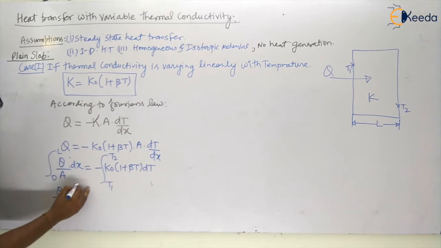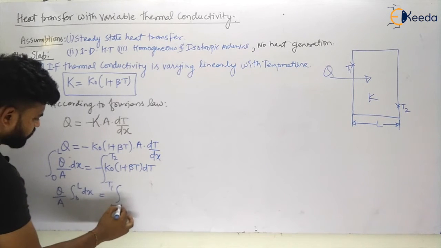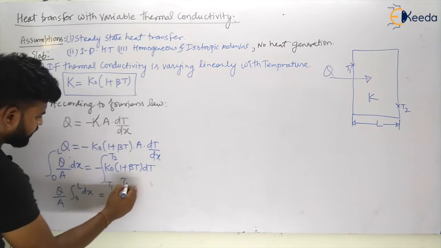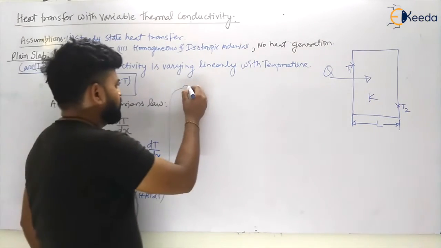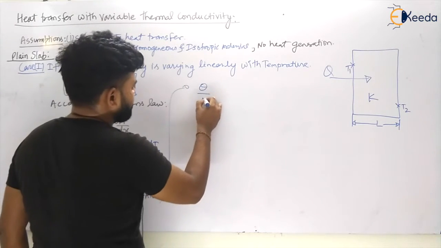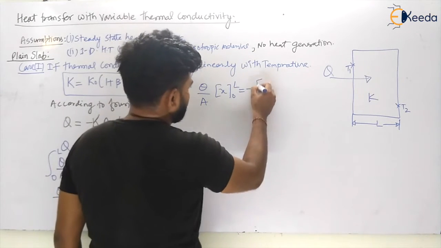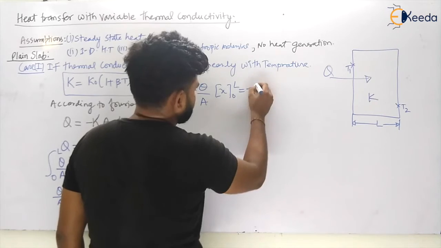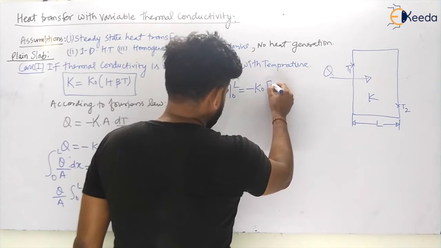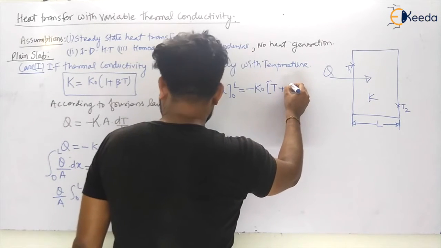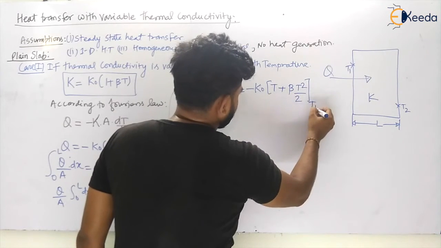So this will become integral 0 to L dx. Okay. Now this will be the same, that is minus integral of T1 to T2 K naught 1 plus beta T dT. So let us integrate it. Now this equation will become Q by A into x from 0 to L is equal to minus, taking K naught outside, K naught into the integral of 1 plus beta T, which becomes T plus beta T square by 2, varying from T1 to T2.